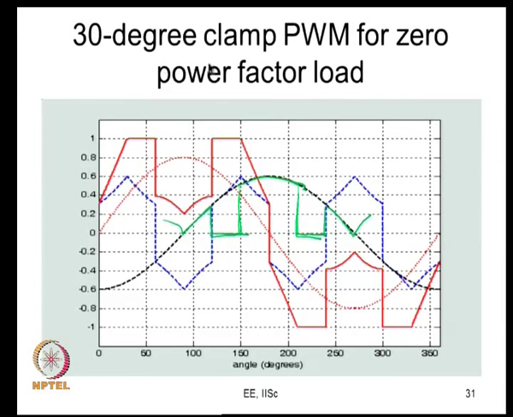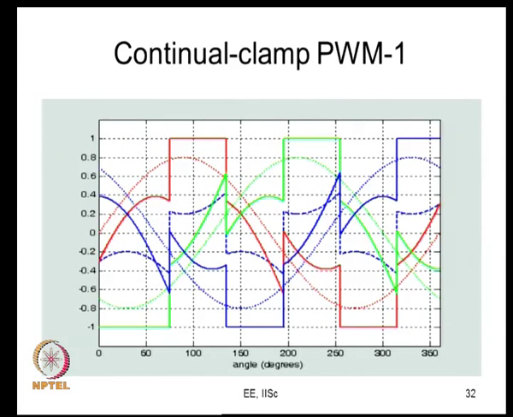So, this 30° clamp PWM is a particular example of split clamp PWM. This clamping duration and that clamping duration add to 60°. It is 30 and 30 here, it need not be, it can be 10 and 50 here, or it can be 50 and 10 here, for example. So, that is what we call split clamp PWM.